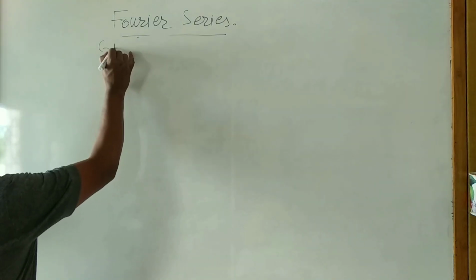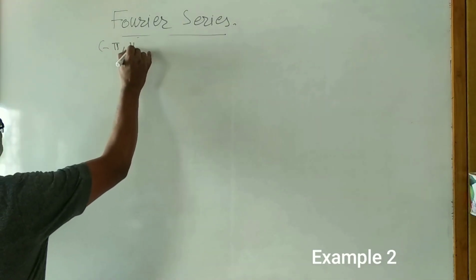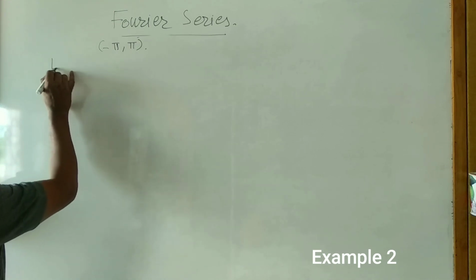Now the second example that we are going to consider is a Fourier series of the function which is defined in the interval minus pi to pi. So let us consider this example.